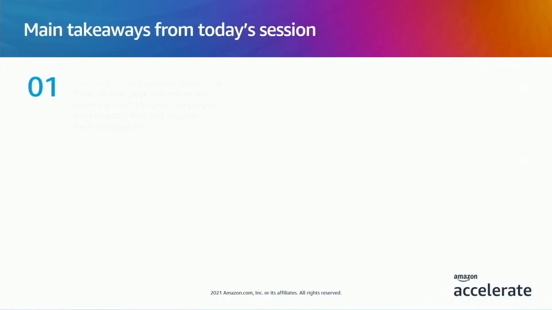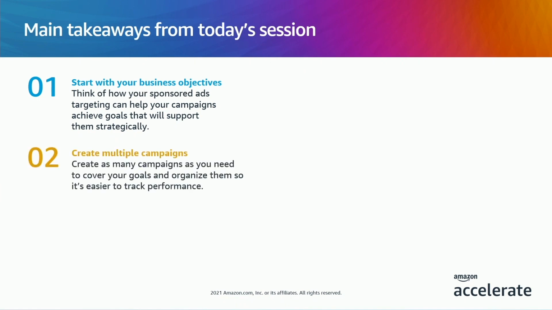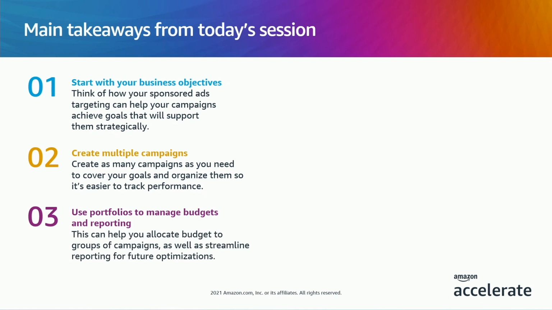So let's wrap up the main takeaways from today's session. Start with your business objectives. Make sure to align your targeting methods with a goal to help you optimize and manage your campaigns more easily. Create multiple campaigns. Each campaign should have a unique goal and strategy based on the ASINs you're promoting. Create as many campaigns as you need to cover your goals and strategies. Use portfolios to manage budgets and reporting. Doing this can help you allocate budget to groups of campaigns as well as streamline reporting for future optimization.